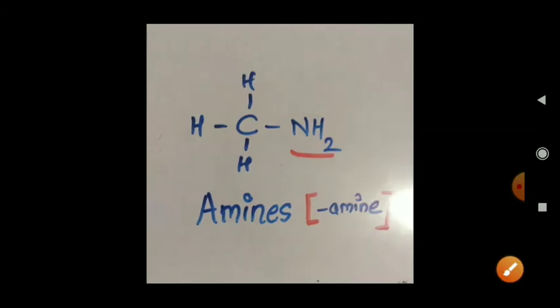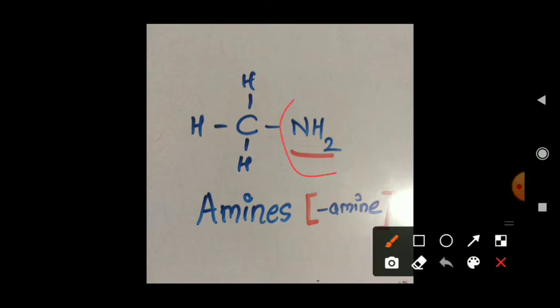The fourth one is amines. When an NH2 group, nitrogen single bonded to hydrogen, is attached to any alkyl radical, it becomes an amine group. The suffix is amine. Examples are methane amine, ethane amine, propane amine, butane amine, pentane amine, hexane amine. These are examples of amines.